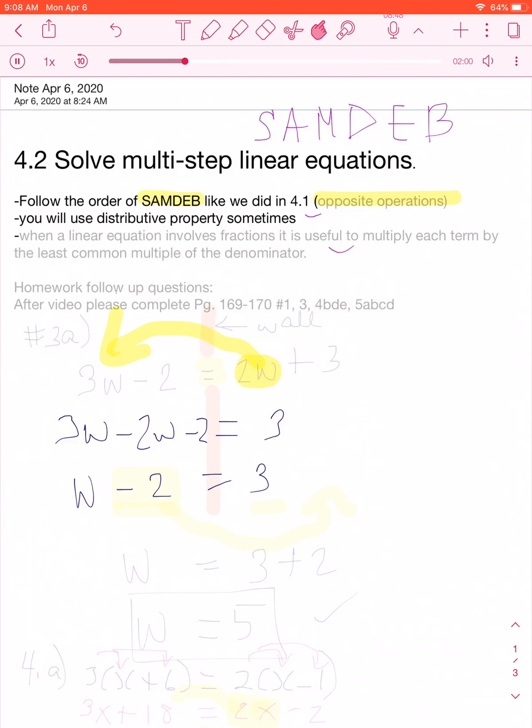Similar to that example where I moved a term over the wall, I'm now going to collect like terms with negative 2 and positive 3. To do that, I'm going to move my negative 2 over to the right side. When I move that term over to the right side, I am just left with w. That's set equal to 3, which stayed, plus 2. Together, when we add 3 plus 2, we just get 5.